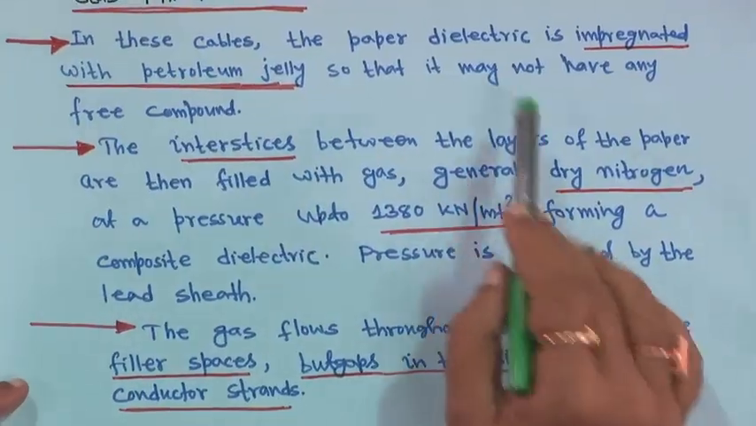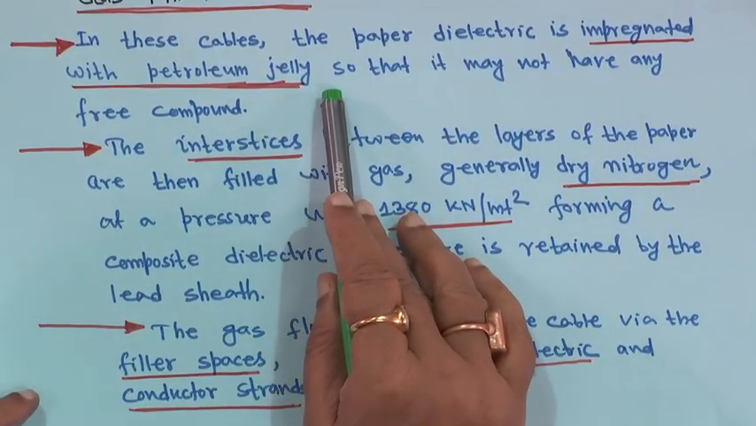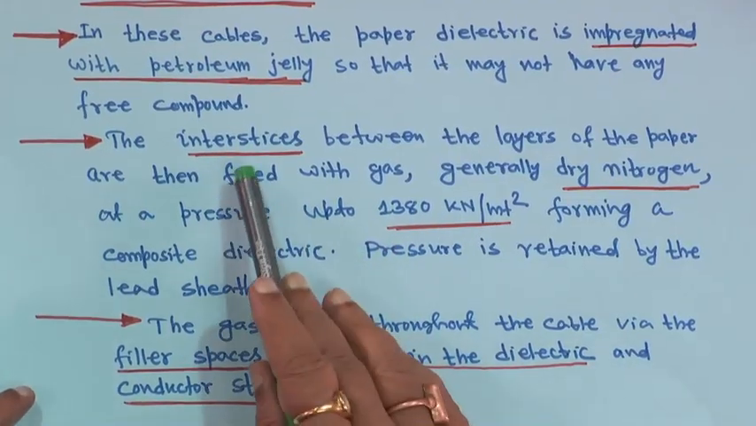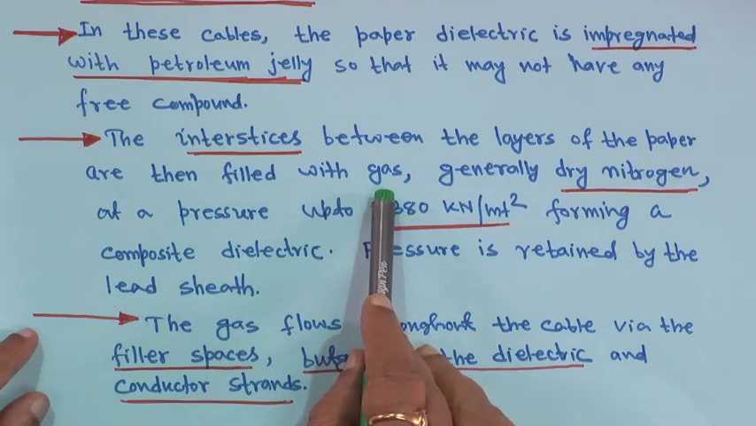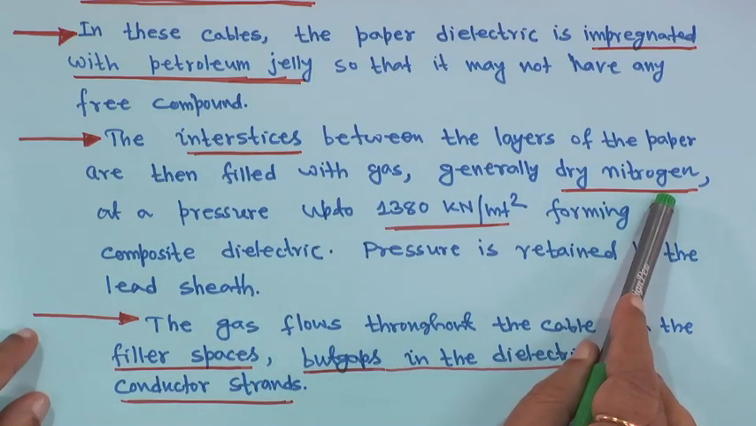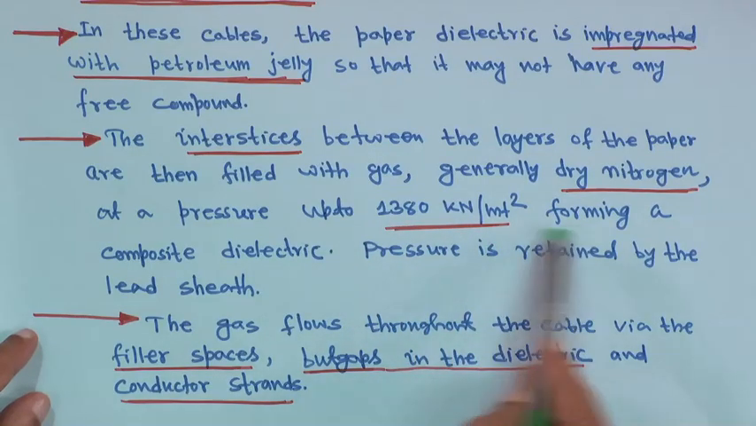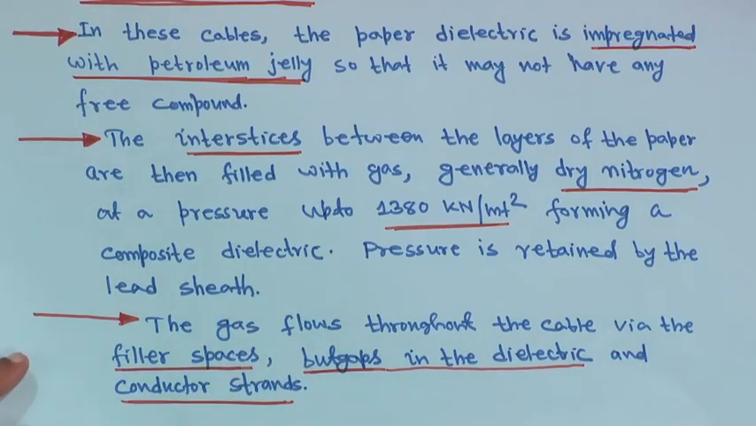Next one is the gas filled cables. So, in this cable the paper dielectric is impregnated with petroleum jelly so that it may not have any free compound, right. The interstices between the layers of the paper are then filled with gas, generally dry nitrogen, at a pressure up to 1380 kilonewton per meter square, forming a composite dielectric. Pressure is retained by the lead sheath. So, this is for gas filled cable.